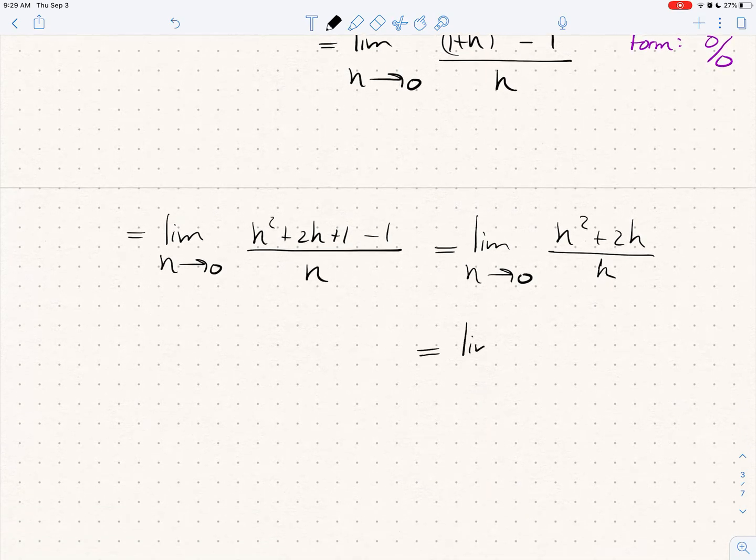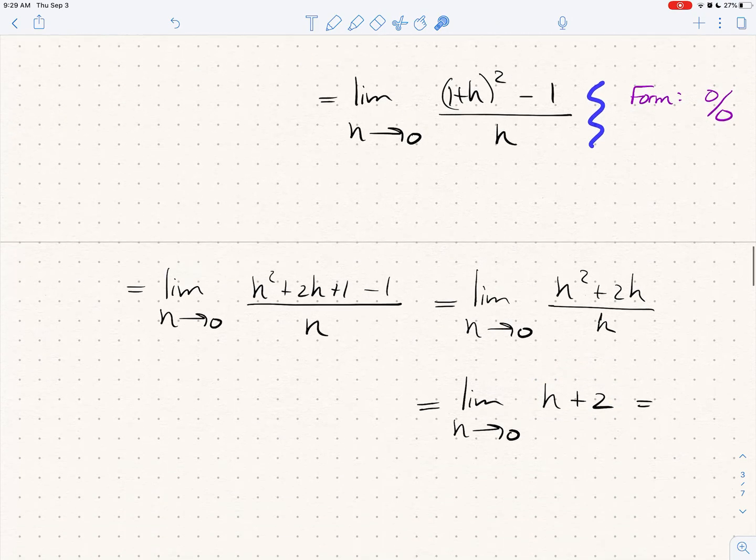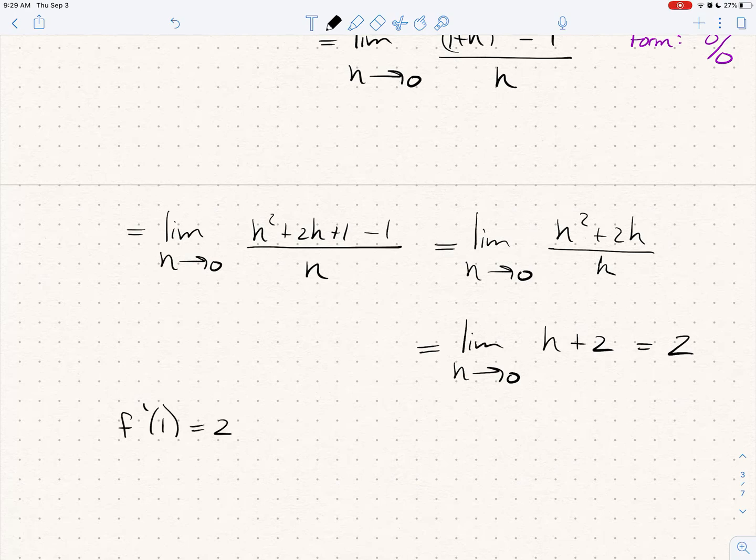And so I get the limit as h goes to 0 of just h plus 2, and now all of a sudden we're good because this is a polynomial. So at this point you've reduced the limit from something that is indeterminate down to something that you can just use the direct substitution property and you get out a 2. And so the moral of the story is f prime of 1 is 2.